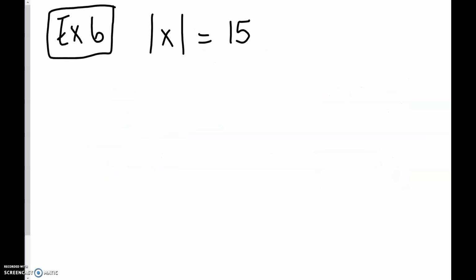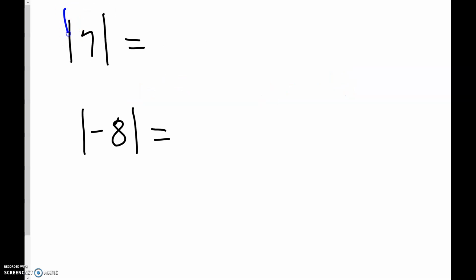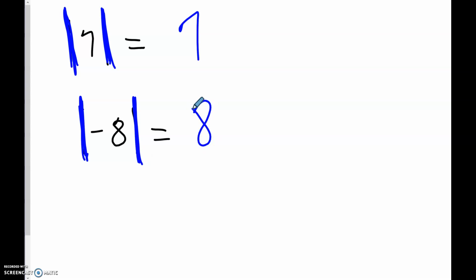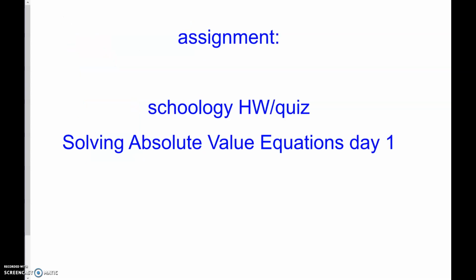All right, absolute value of x is 15, two cases. X equals 15 and x equals negative 15. There's nothing to solve, so we're done. All right, what is the absolute value of 7? 7. What is the absolute value of a negative 8? 8. So it's always going to give you that positive value.